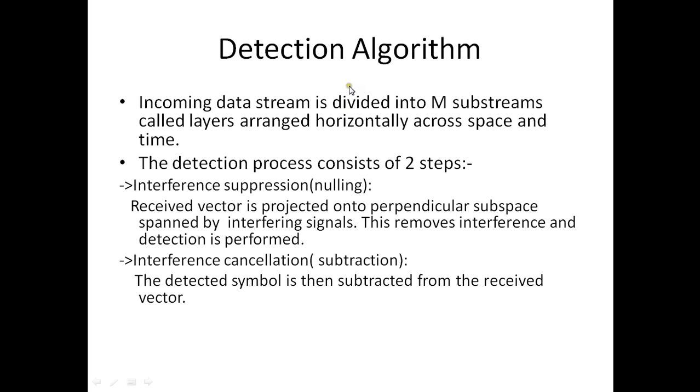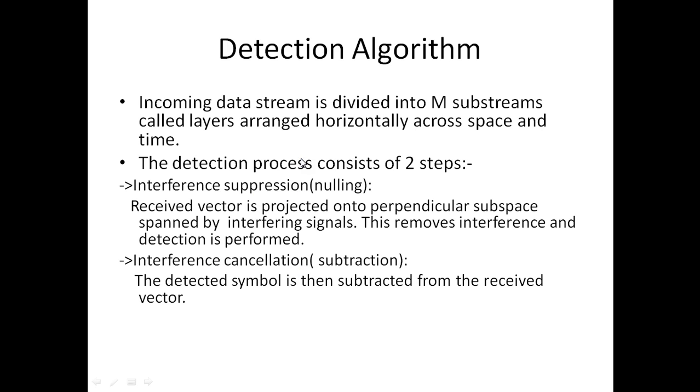Next, we go on to the detection algorithm. The incoming data stream at the transmitter is divided into M substreams known as layers. They are arranged horizontally across space and time. Now, the detection process consists of two steps: one, interference suppression, and second, interference cancellation.